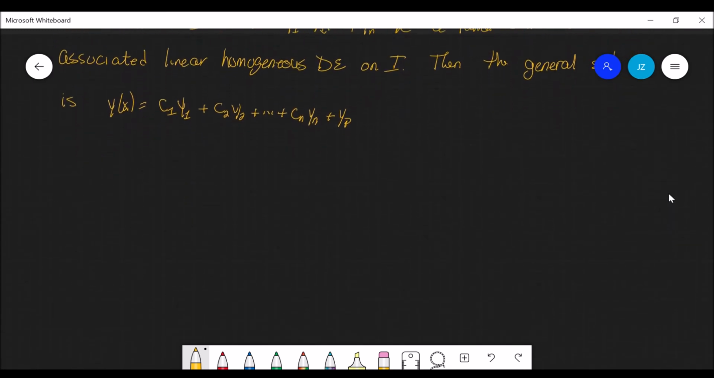Finally, we can call this linear combination here y sub c of x, which is called the complementary function, which will allow us to write the general solution, y of x, as the complementary function plus the particular.